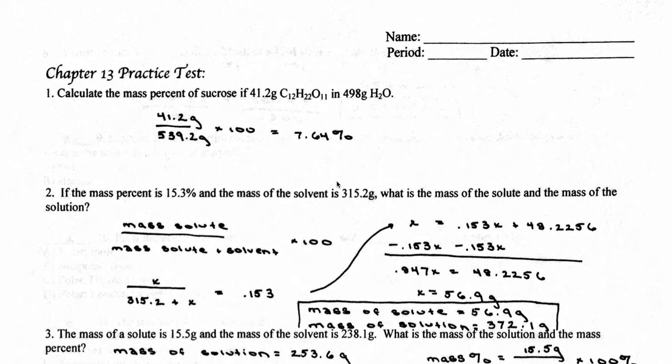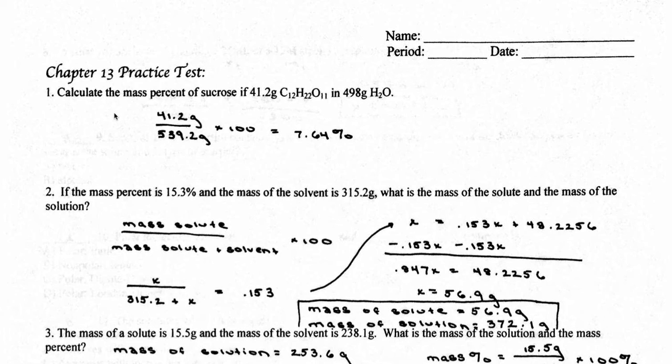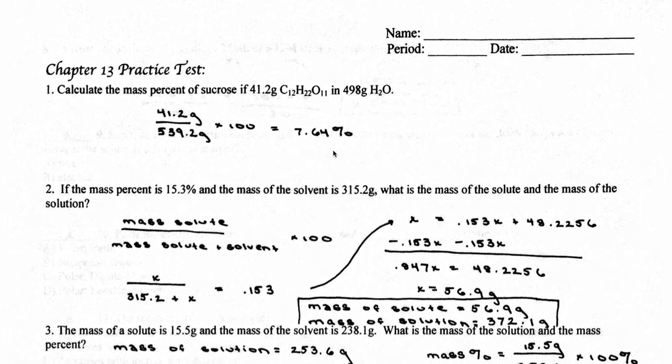So, yeah. All right, so for number one, remember the formula for mass percent is mass of solute divided by mass of solution. And remember, to find the mass of the solution, it's just the mass of the solute plus the mass of the solvent. So here I give you the mass of the solute, which is sugar, and I give you the mass of the solvent. So what you need to do to calculate mass percent, you need to take the mass of the solute, which is 41.2, and divide it by the mass of the solution, which is the 41.2, your solute, plus your solvent. Multiply it by 100, make sure you have the correct number of sig figs, and I get 7.64%.